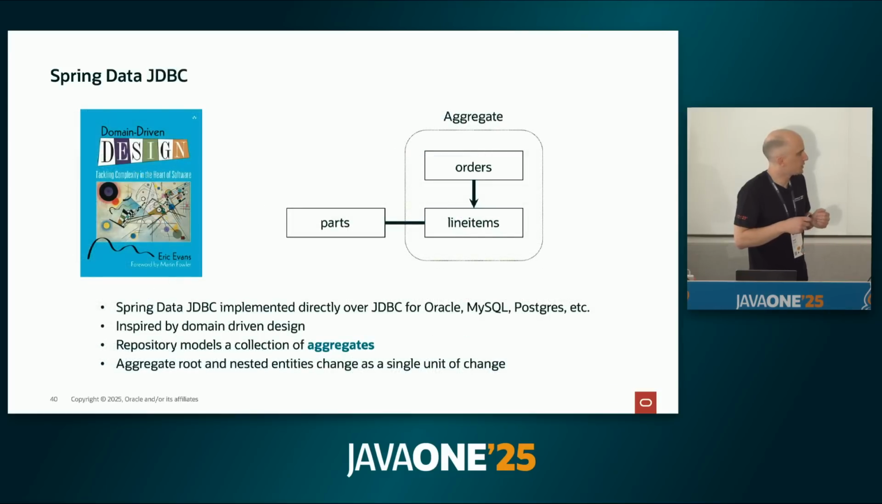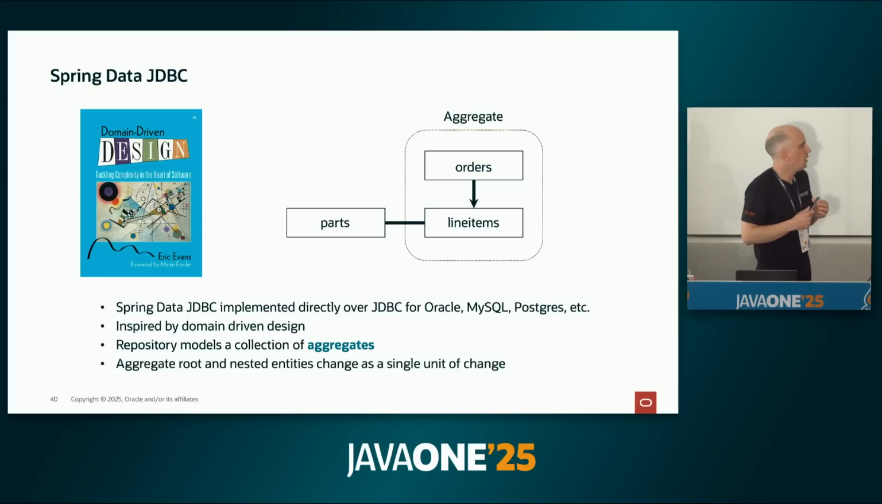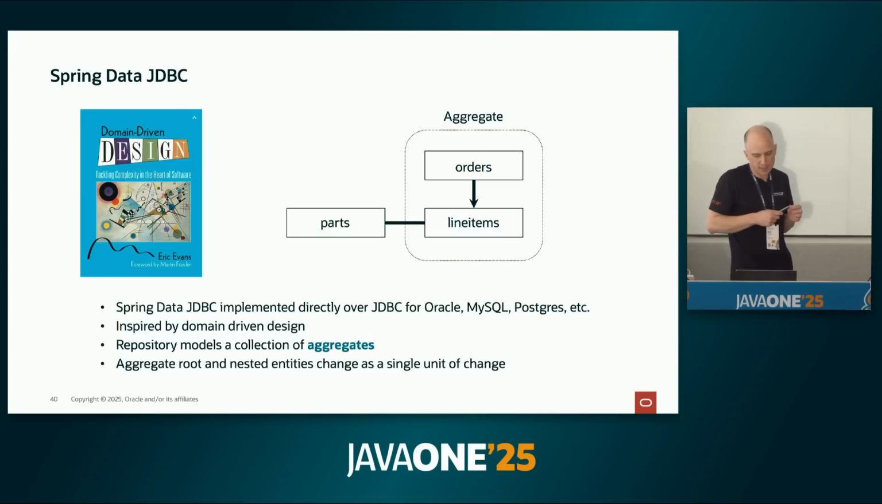And one of these that I want to talk about in this section is Spring Data JDBC. So Spring Data JDBC is implemented directly over the JDBC interfaces. And this adapter is based on a paradigm called domain-driven development. And so the idea here is that you're grouping together your entities as an aggregate. And the entities that you put in one of these aggregates are a unit of change. So they get read and written together always.